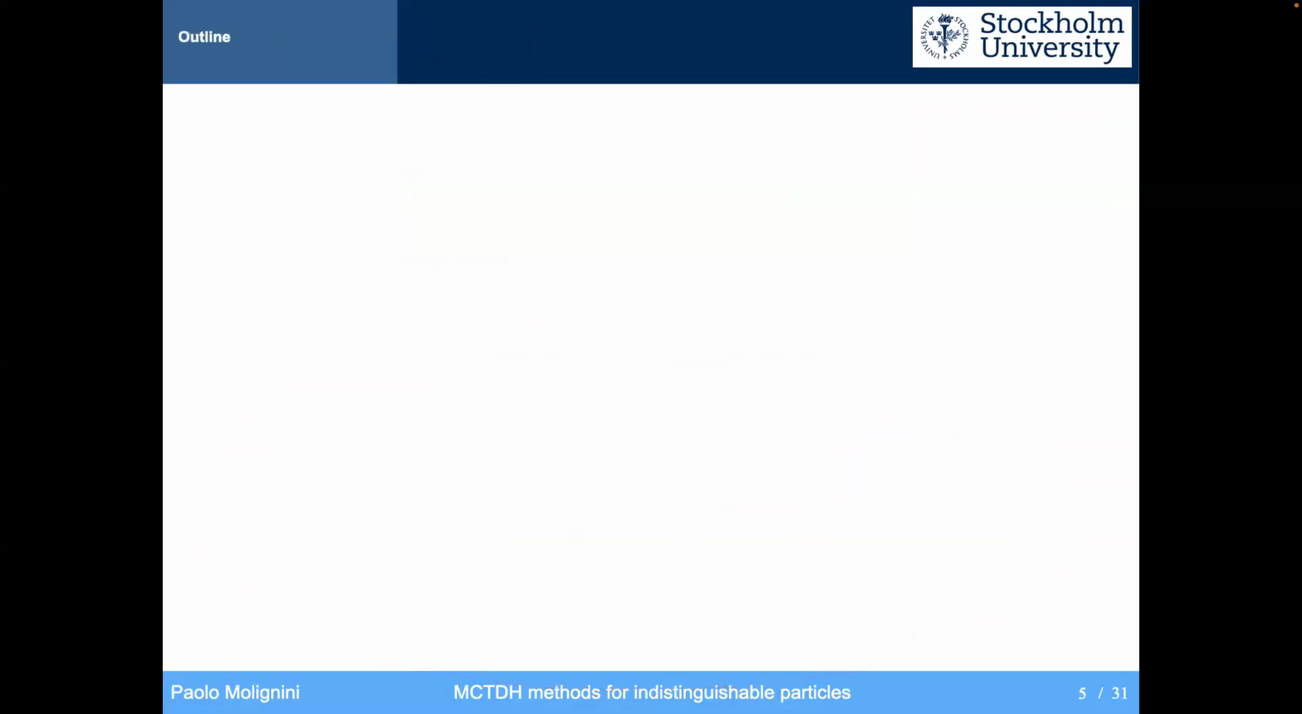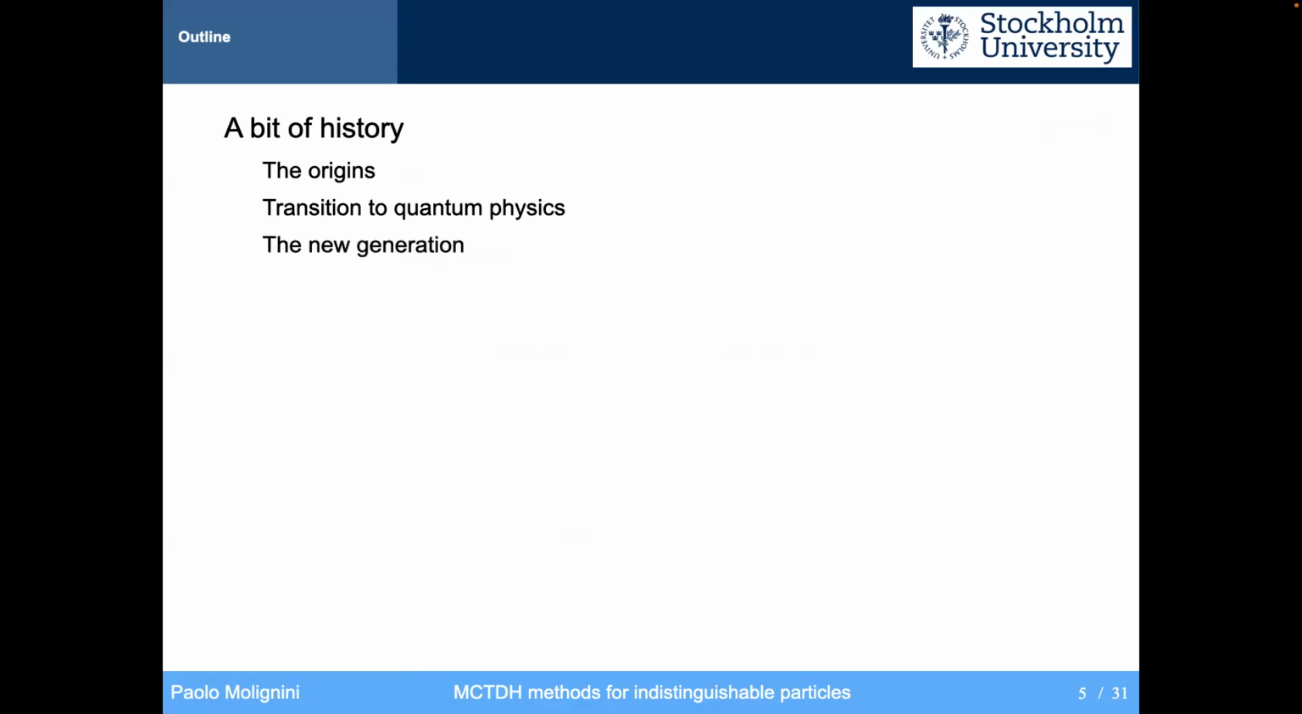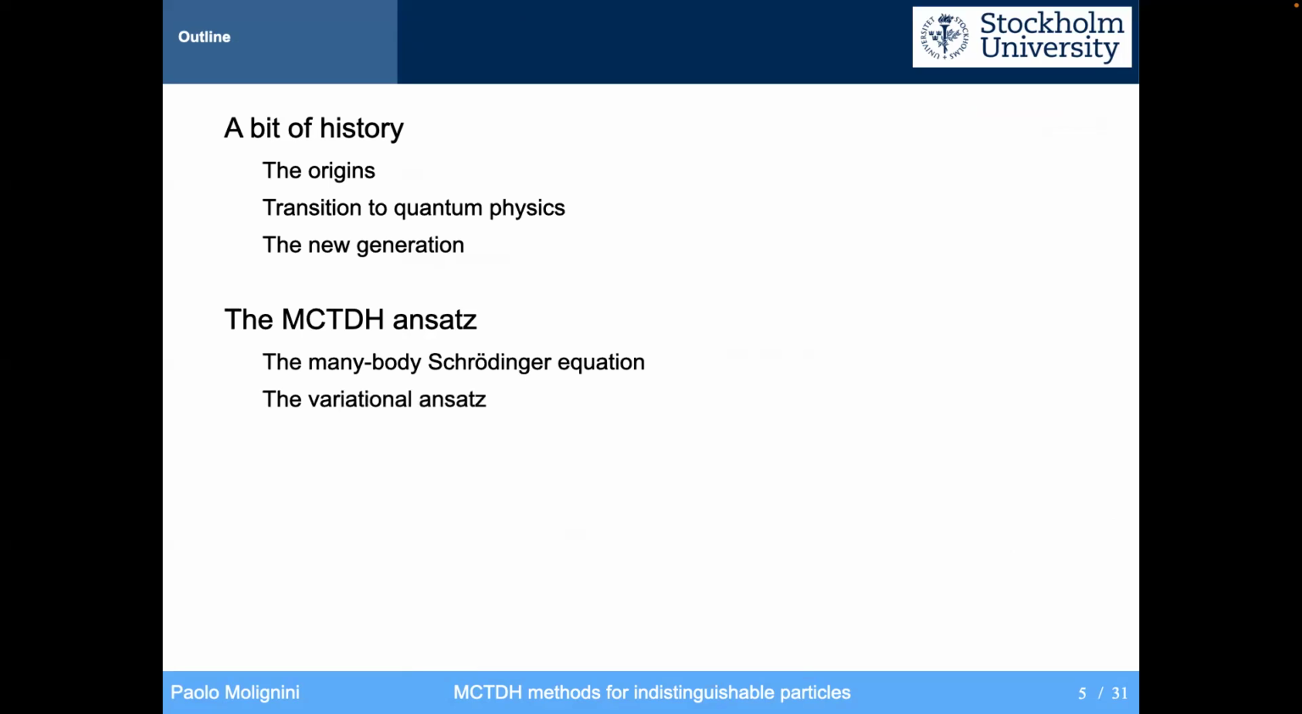Okay, so that was just a brief introduction to the topic at large. So this brings me to the outline. We will first talk about a bit of history, how the method came about and who was involved and so on. So from the origins to the transition to quantum physics, and then the new generation of the method and of the code. Then we will dive deeper into the ansatz itself. I will explain how you construct this kind of decomposition, how it's applied to the many-body Schrödinger equation, what the variational ansatz is, and how you construct the MCTDH action to come up with the equations of motion.